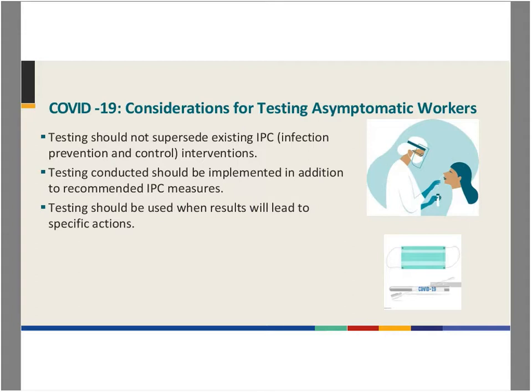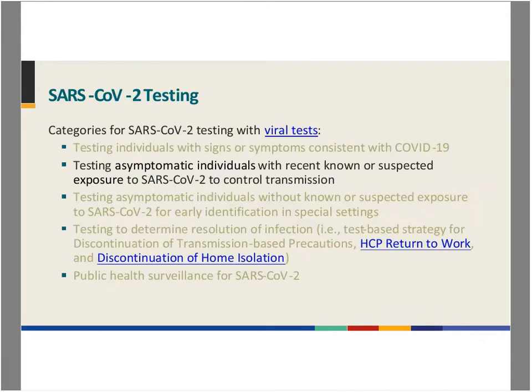So if you make a decision to implement a testing strategy in the workplace, testing should not supersede existing controls, infection prevention control interventions, or other workplace controls. It should be implemented in addition to the other recommendations, and it should be used when results will lead to specific actions. So it's important to plan before you implement testing on what you're going to do with the results.